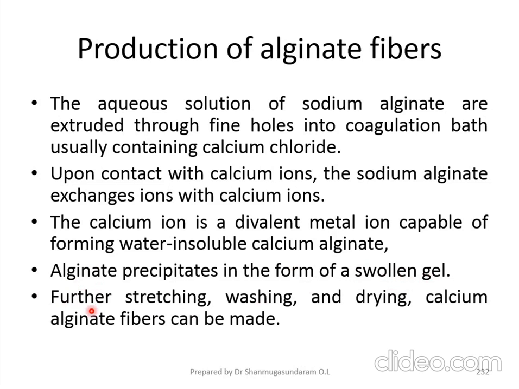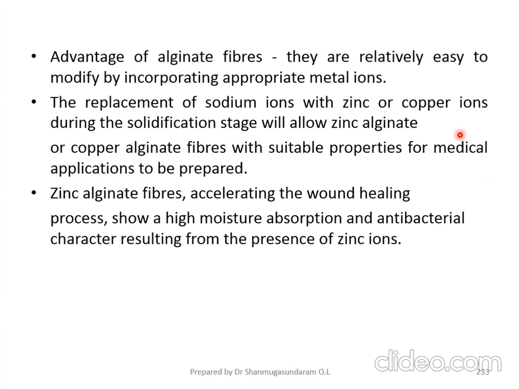Then after making the alginate, further stretching, washing and drying. So finally your calcium alginate fiber is made. This is how calcium alginate polymer or calcium alginate fiber is produced. How is this filament produced? By means of wet spinning technology. Wet spinning technology, you have to recall, consists of a coagulation bath. The coagulation bath may contain many chemicals. It depends upon the type of filament you are going to produce.